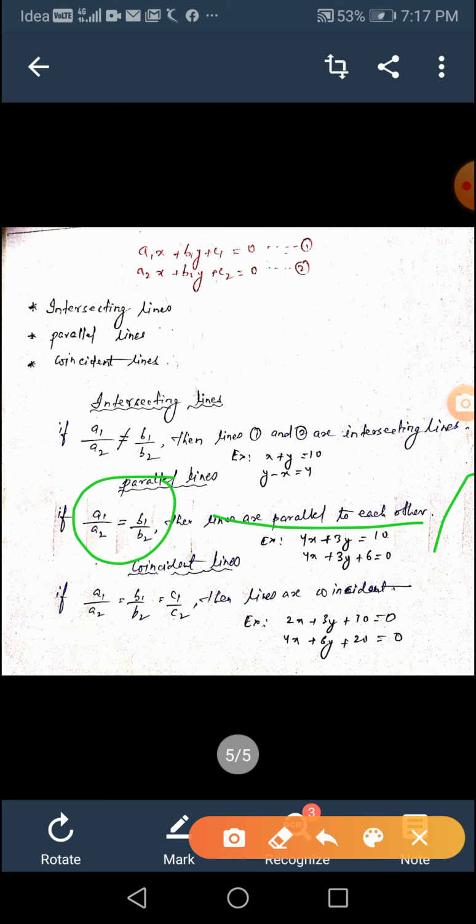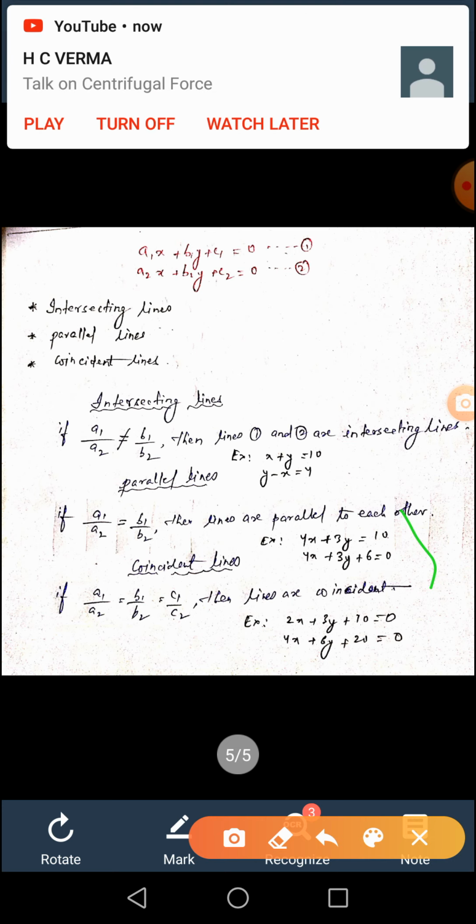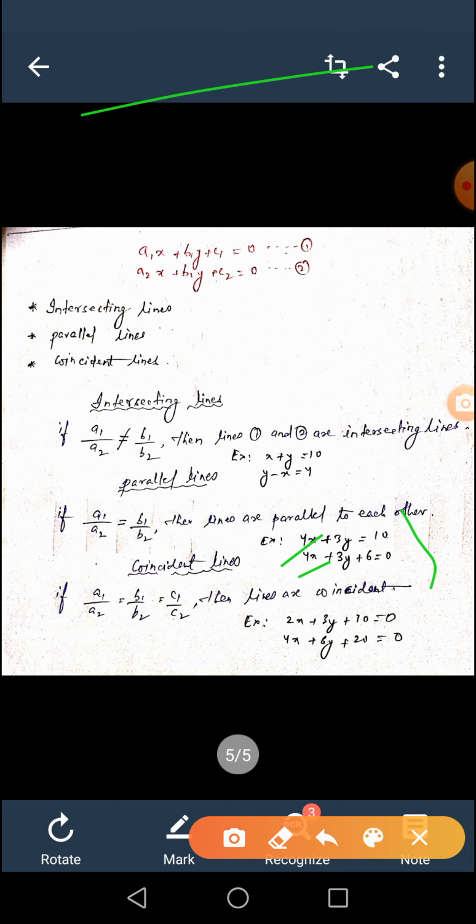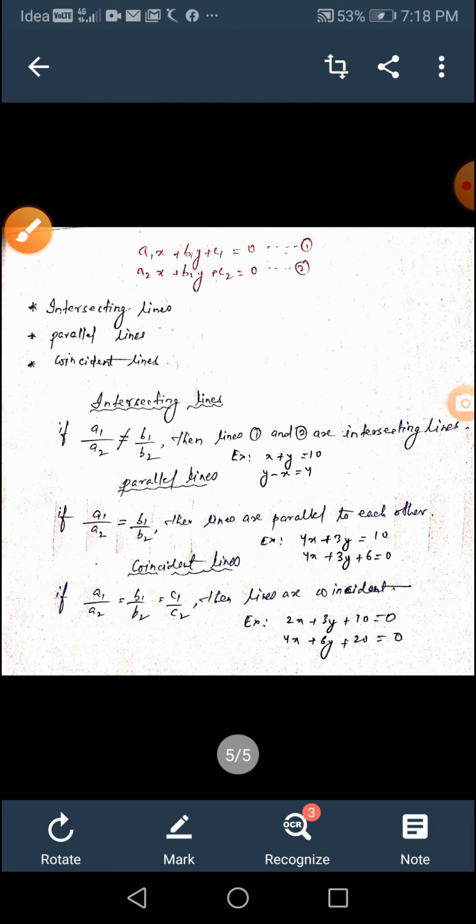Examples I have given. You can check this question. See here, a1 is 4, a2 is 4, and b1 is 3 and b2 is 3. So if we divide, what do we get? We get 1 in each case. a1 by a2, 4 divided by 4, gives 1, and b1 by b2, 3 divided by 3, gives again 1. That is why these two straight lines are parallel to each other.